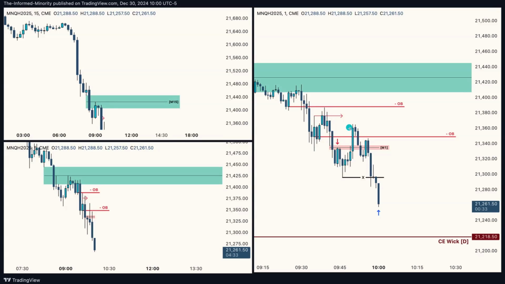Took a little bit of drawdown, but ultimately understood what we were looking for based off of how the 15-minute, the 5-minute, and 1-minute were all cohesive and stacking in the lower portion. That's what I look for in all my trades.